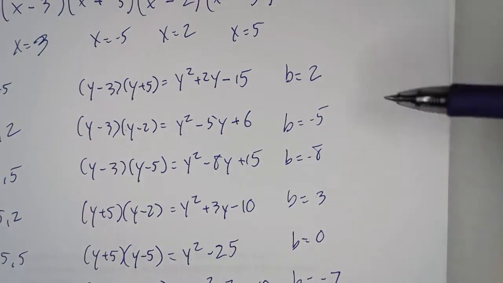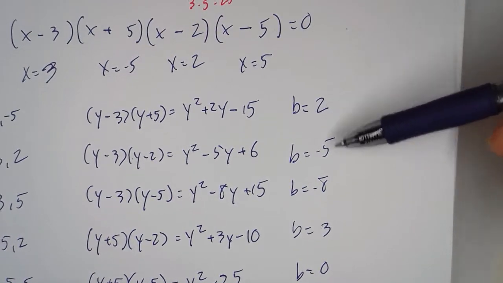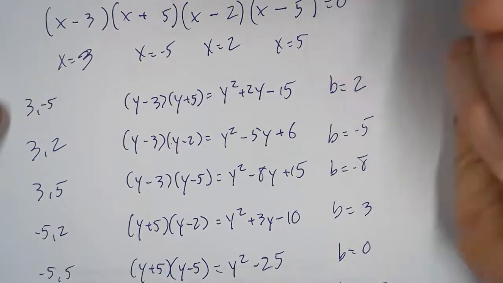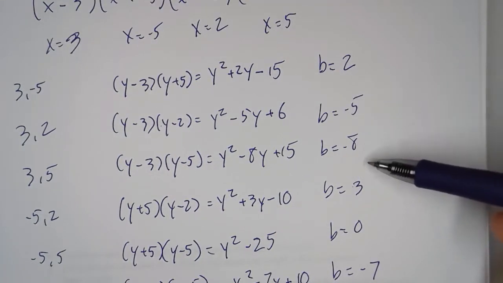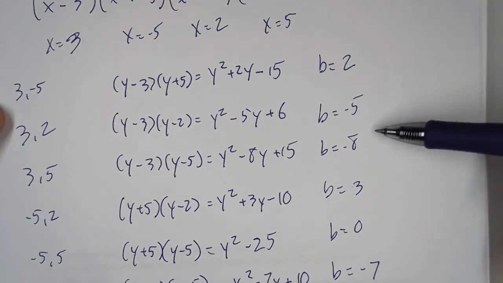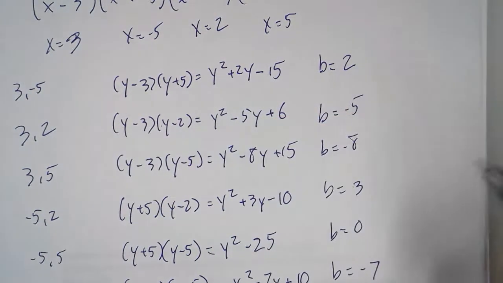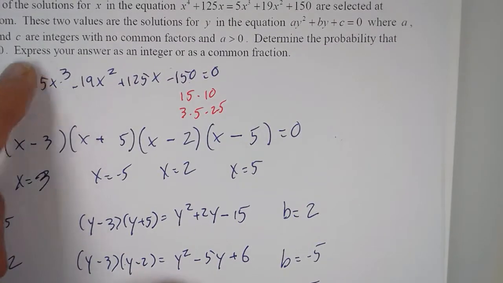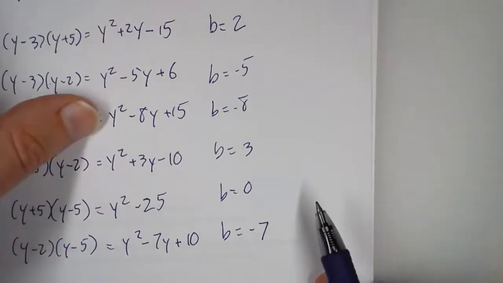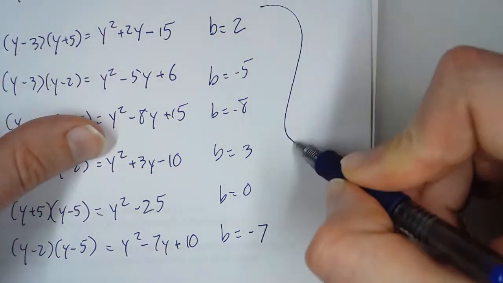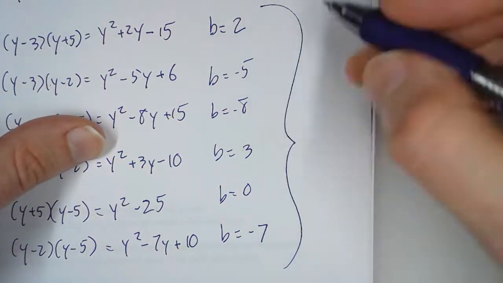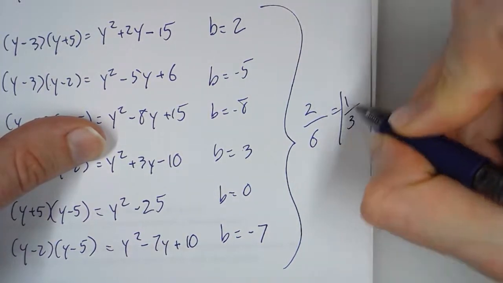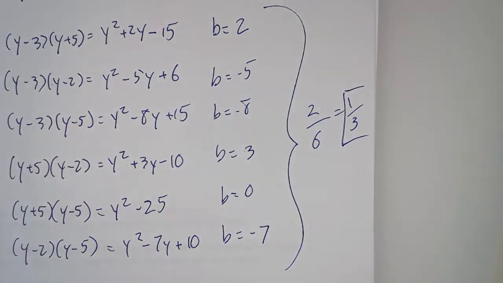Now notice, b is only positive when the negative answer is bigger than the positive answer. That's when the b value seems to be positive. The b value is negative if you have 2 positive answers, by the looks of it. But what we are concerned with is what's the probability that b is greater than 0. So out of 6 possibilities, only 2 are greater than 0. So that reduces to 1/3. There's our answer, and we're done.